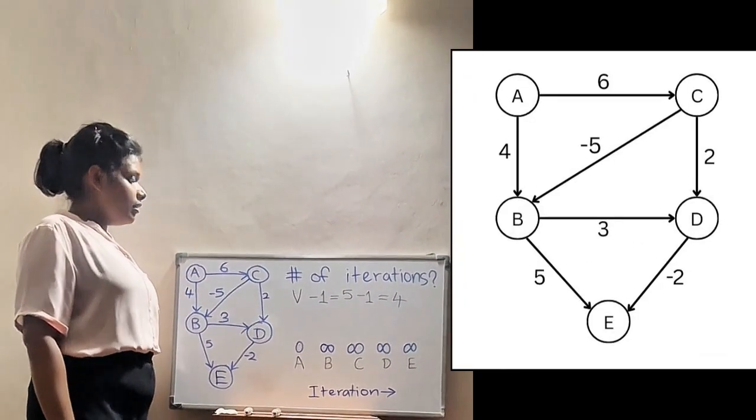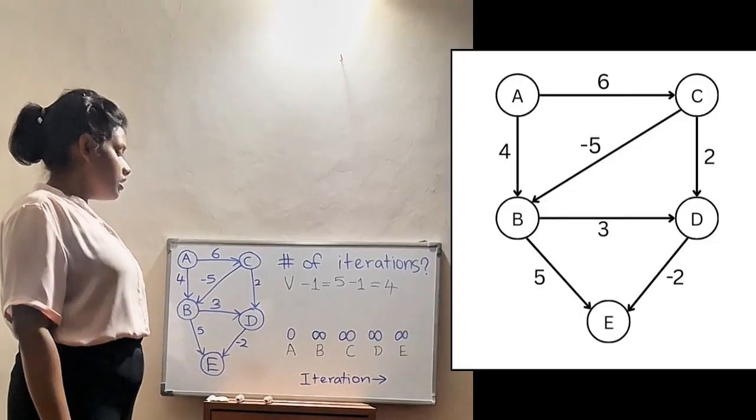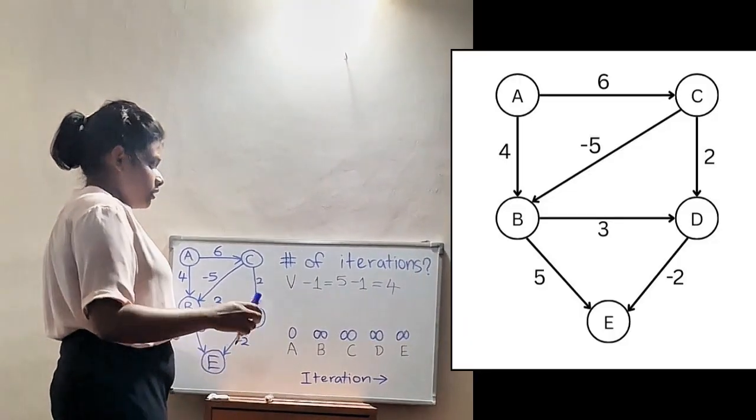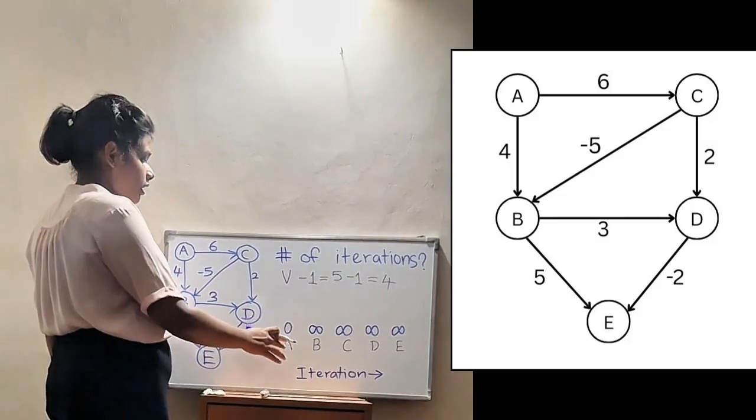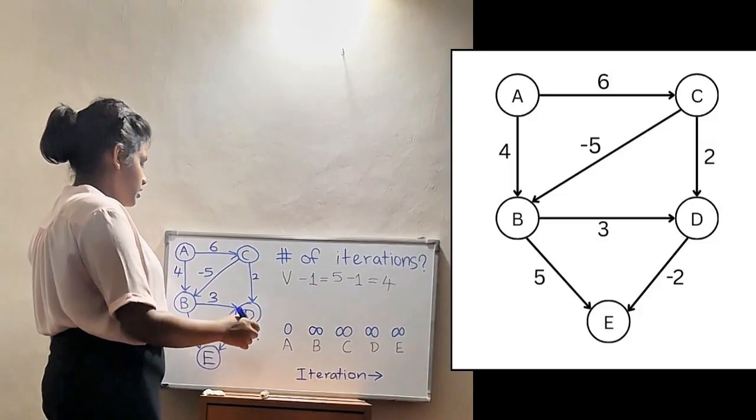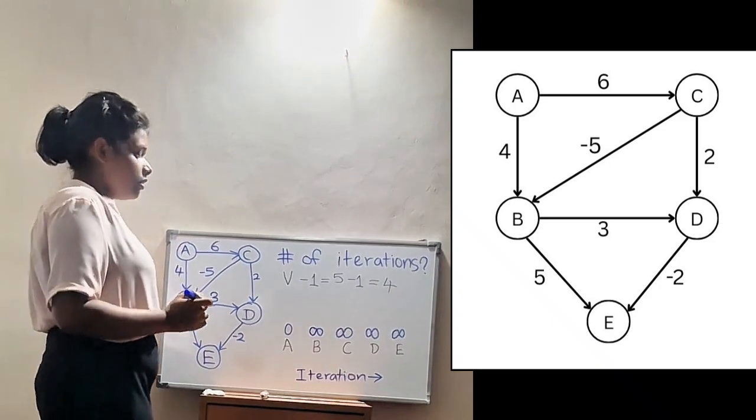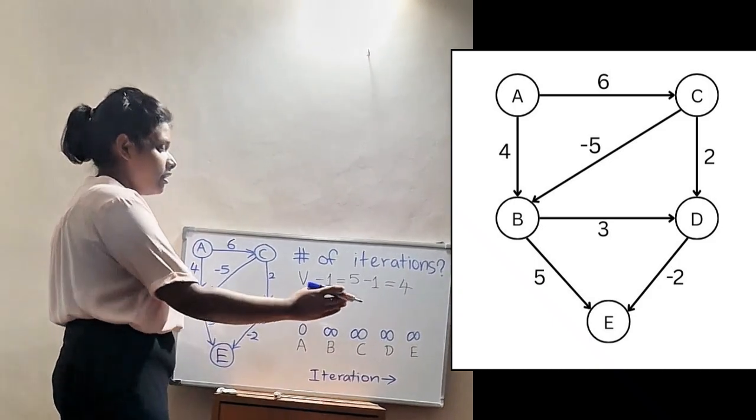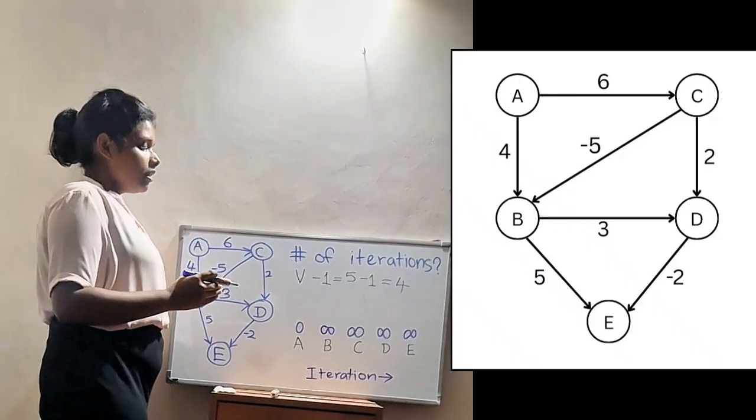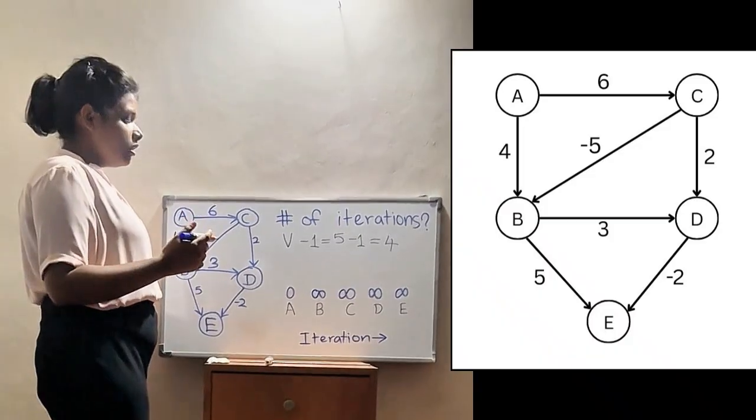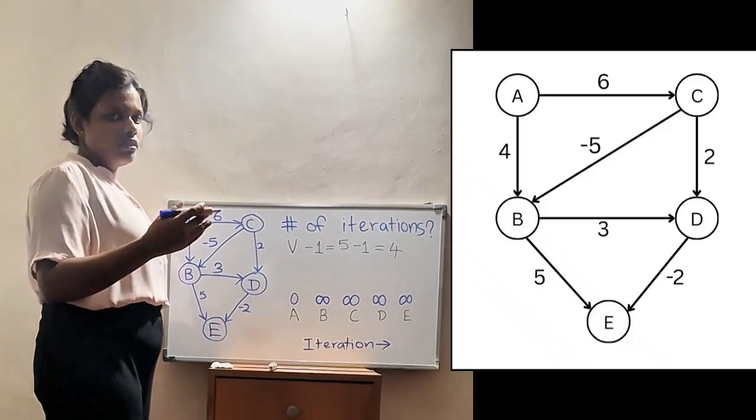Now, let's see what will happen after each iteration. Initially, we can assign A as 0 because A is the source and the source itself will be 0. And the B, C, D and E nodes will be assigned the infinity symbol because the paths are still not defined.